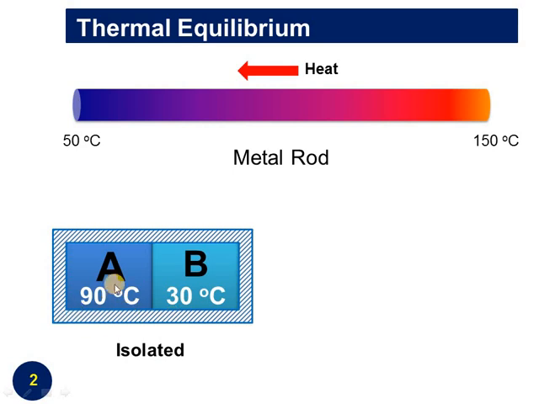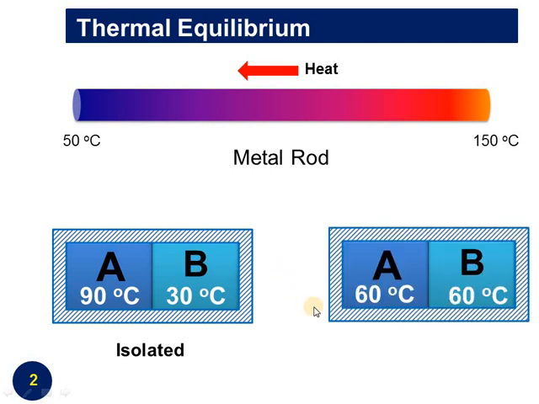So we know heat will be transferred from body A to body B, and after some time the temperature of both bodies becomes equal and there will be no heat transfer between these two bodies. Only then can we say these two bodies are in thermal equilibrium. It means bodies A and B are in thermal equilibrium and there is no heat transfer from A to B or B to A.